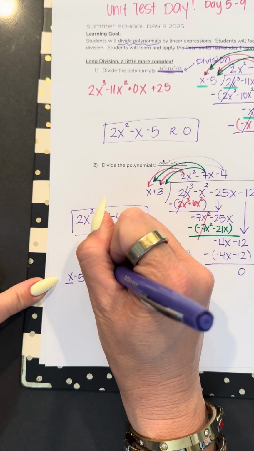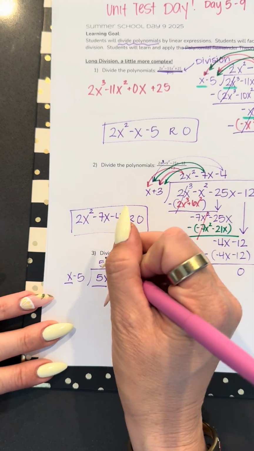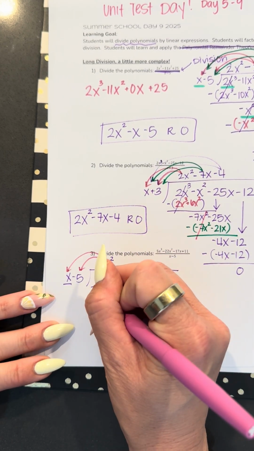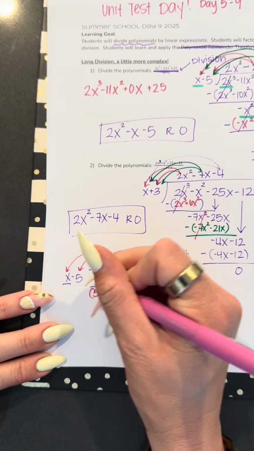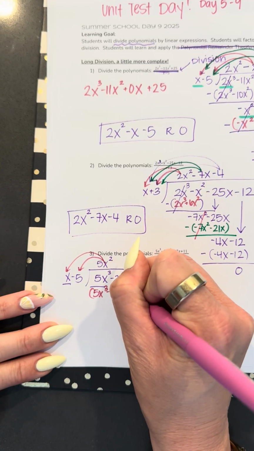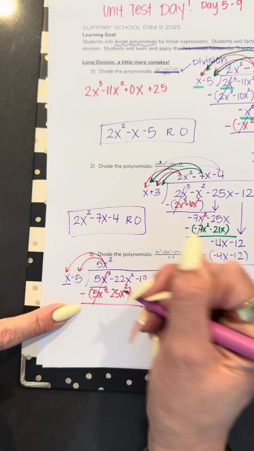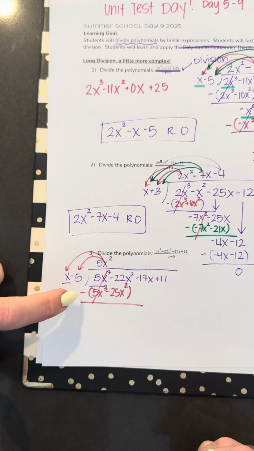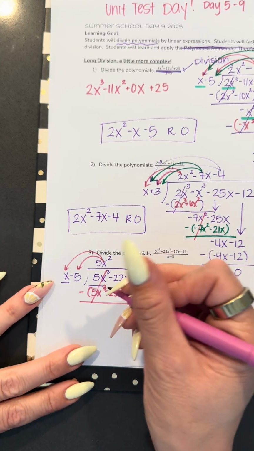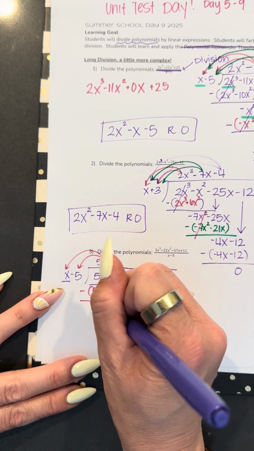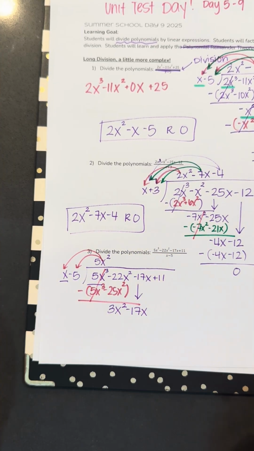Focusing x times 5x squared is this guy. Then distribute down here to get what goes in these pink parentheses. That is 5x cubed. And that is minus 25x squared. Subtract it all. 5x cubed minus 5x cubed is 0. Negative 22 minus negative 25. Negative 22 minus a negative means plus. So I will get positive 3x squared. And I'll drop down that negative 17.